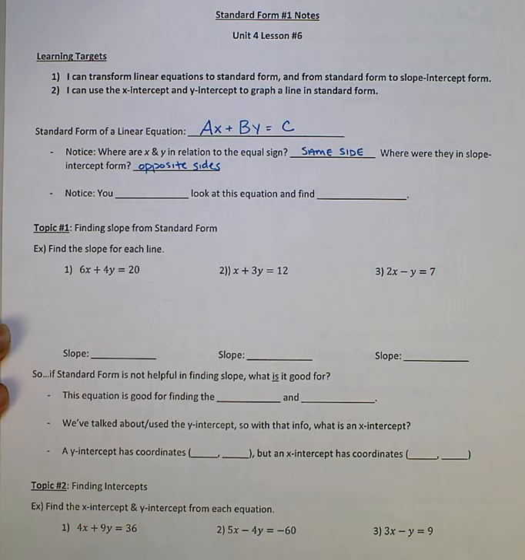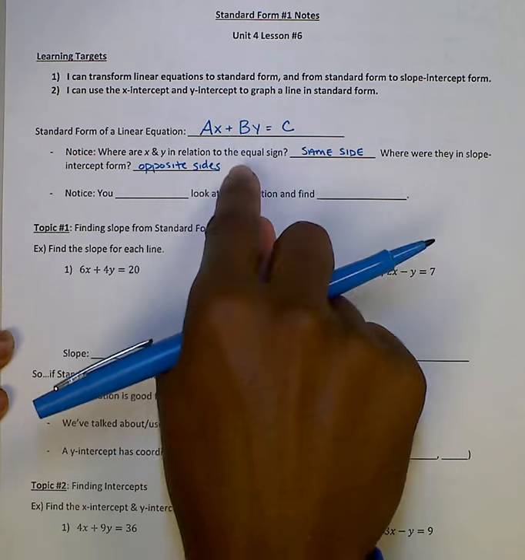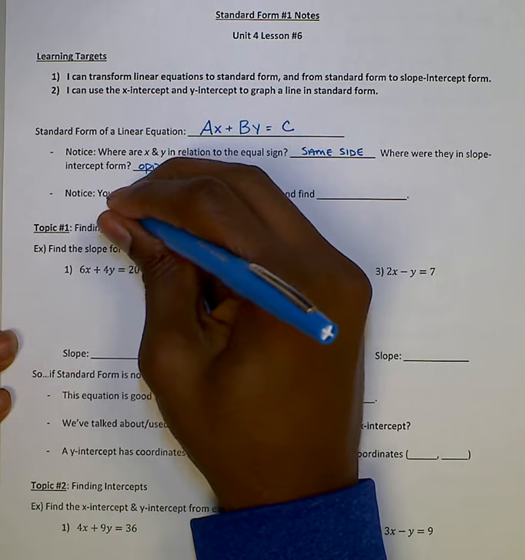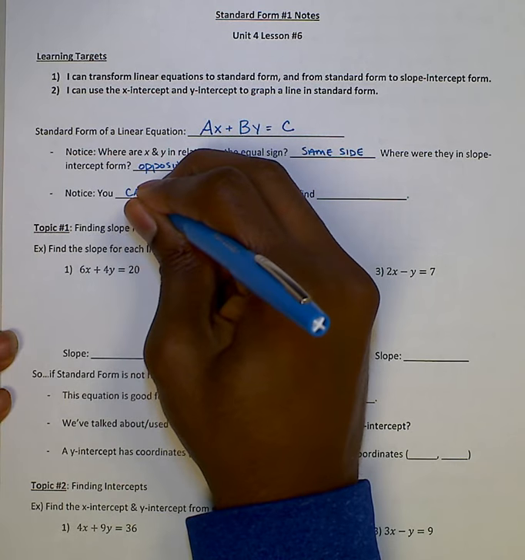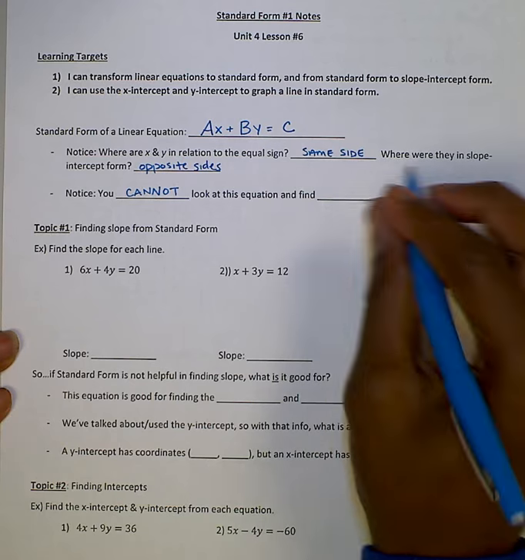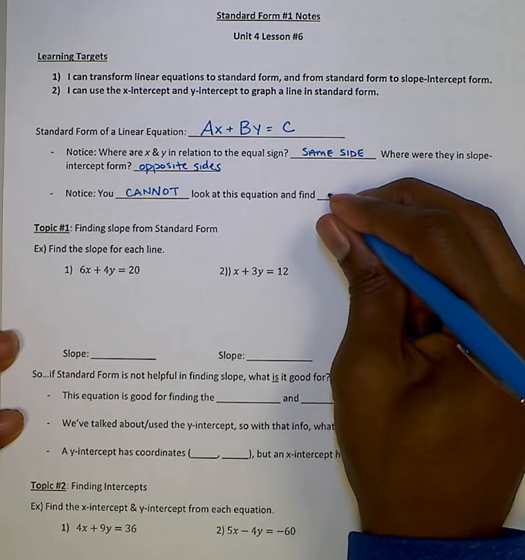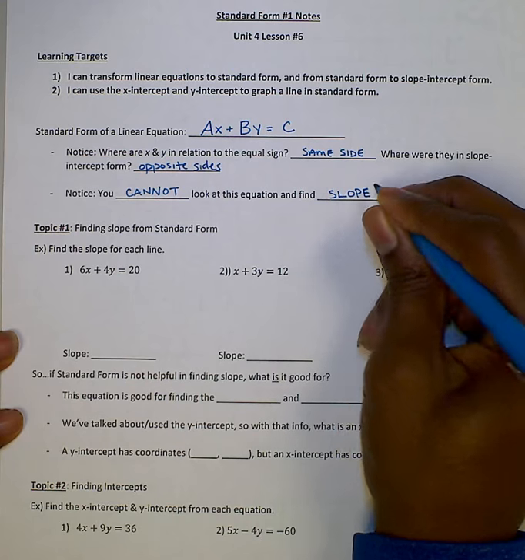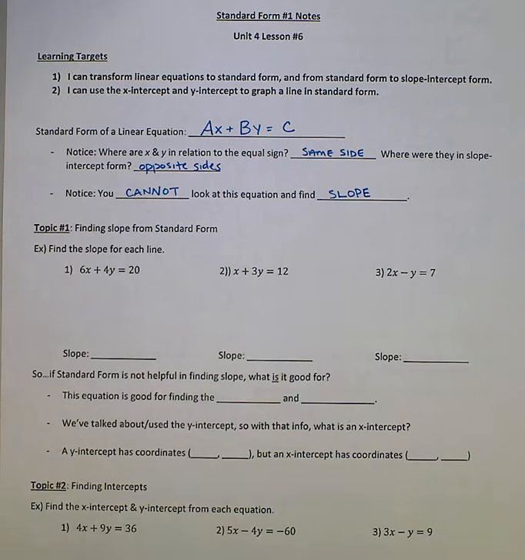I also want you to see that there's no m in this equation. And so you cannot look at this equation and find slope. You can't just look at it and find slope if it's in standard form. So first things first, we need to make sure that we're still able to find slope from standard form.